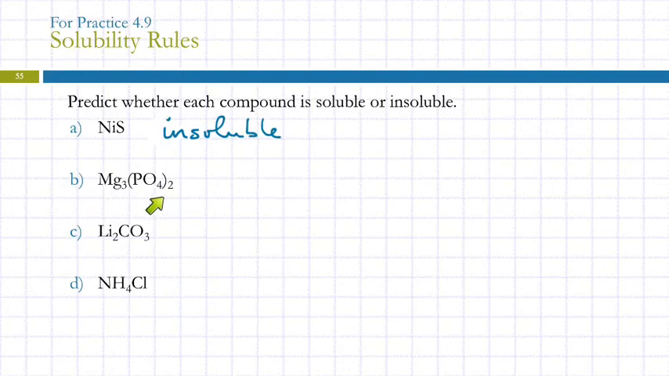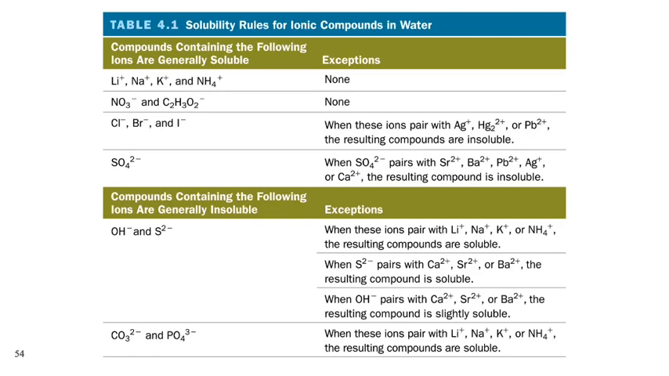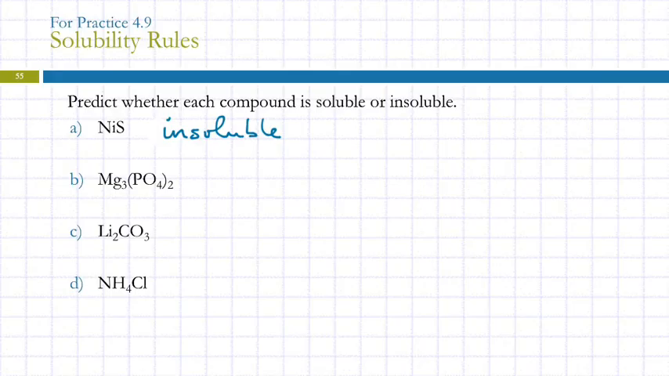Magnesium phosphate. We go down the list. We don't find magnesium or phosphate anywhere in the top half. Let's go back there. No magnesium, no phosphate anywhere here. Not here either. Here we've got phosphate in the bottom. Phosphate compounds are generally insoluble. The only exceptions would have been covered up here, so magnesium phosphate is insoluble. So this one's also insoluble.